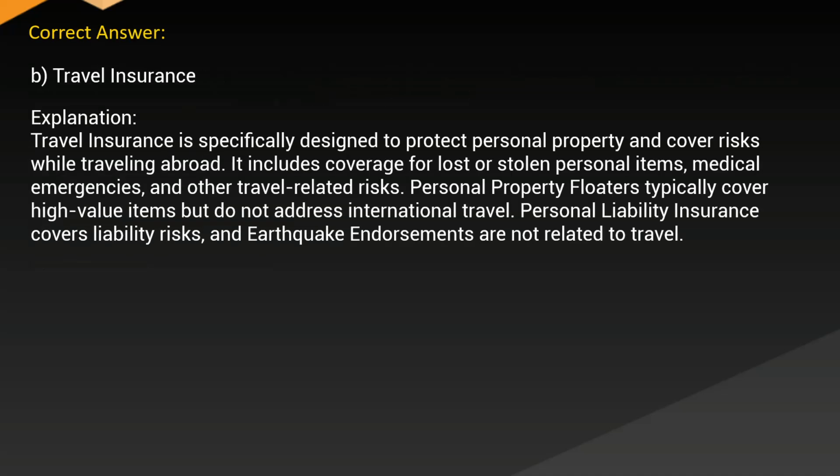Correct answer. B. Travel insurance. Explanation. Travel insurance is specifically designed to protect personal property and cover risks while traveling abroad. It includes coverage for lost or stolen personal items, medical emergencies, and other travel-related risks. Personal property floaters typically cover high-value items but do not address international travel. Personal liability insurance covers liability risks, and earthquake endorsements are not related to travel.